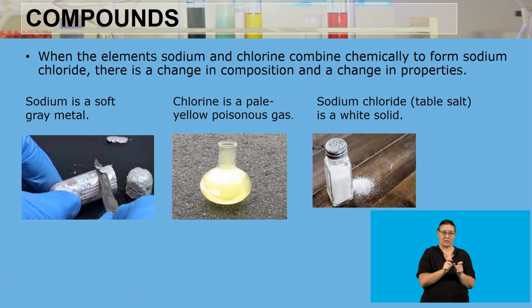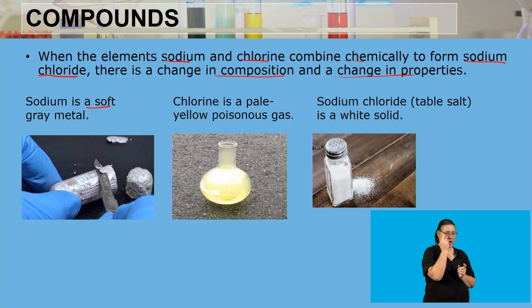Looking again at that compound, NaCl, when the elements sodium and chlorine combine chemically to form NaCl, which is sodium chloride, there's going to be a change in composition and a change in properties, meaning that the compound will have different properties from the elements that are making it up. For instance, our sodium is a soft gray metal found in group 1, and our chlorine is a pale yellow poisonous gas found in group 7. So this is in group 1 and this is in group 7.